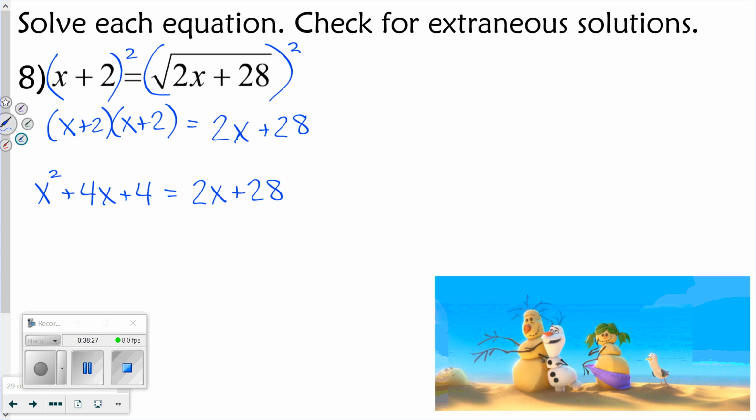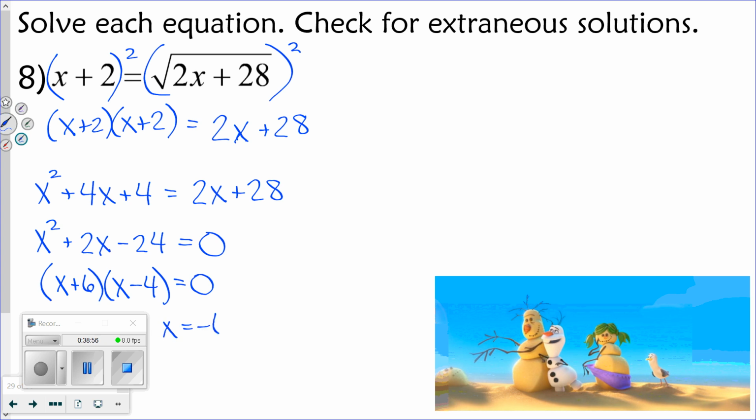All right. And then I have an x squared, so I've got to set it equal to 0. I will subtract the 2x, gives me 2x. Subtract 28, gives me negative 24. And then we have to factor. Good. X plus 6 and x minus 4. So x equals negative 6 and 4. Good, moving on, 1 to go.